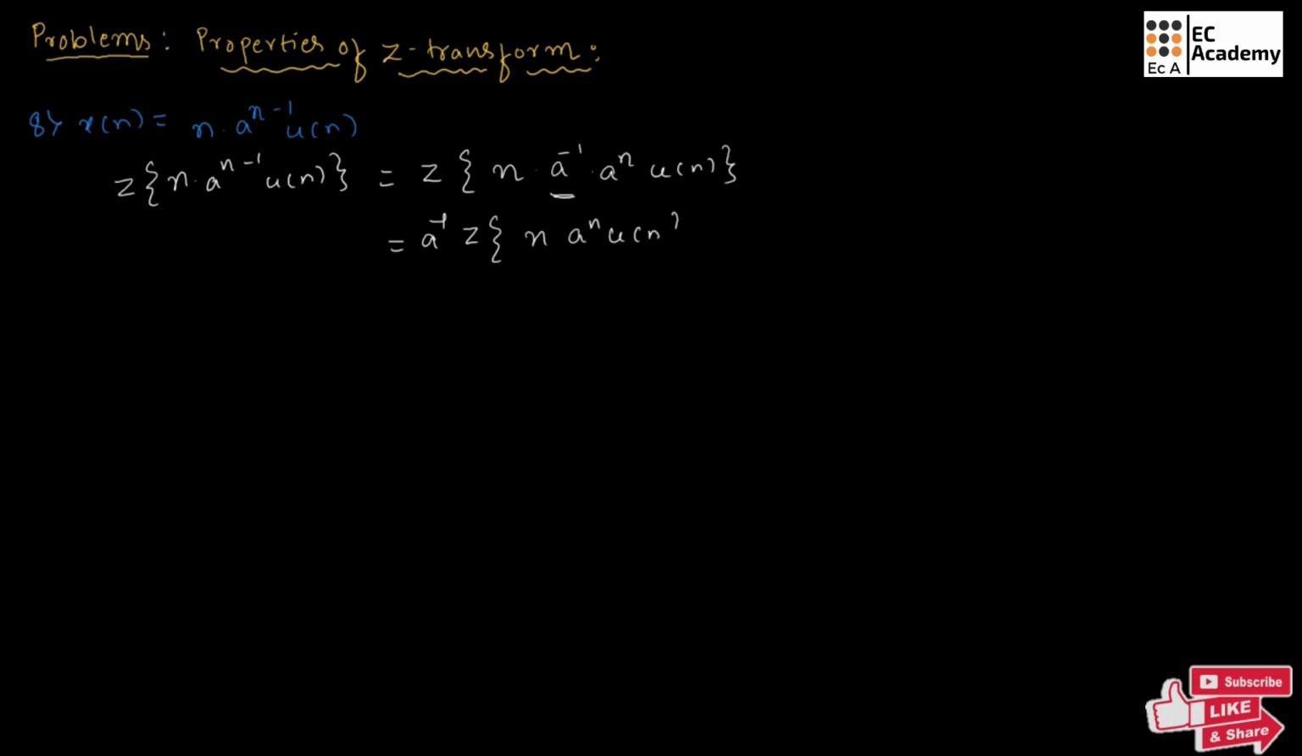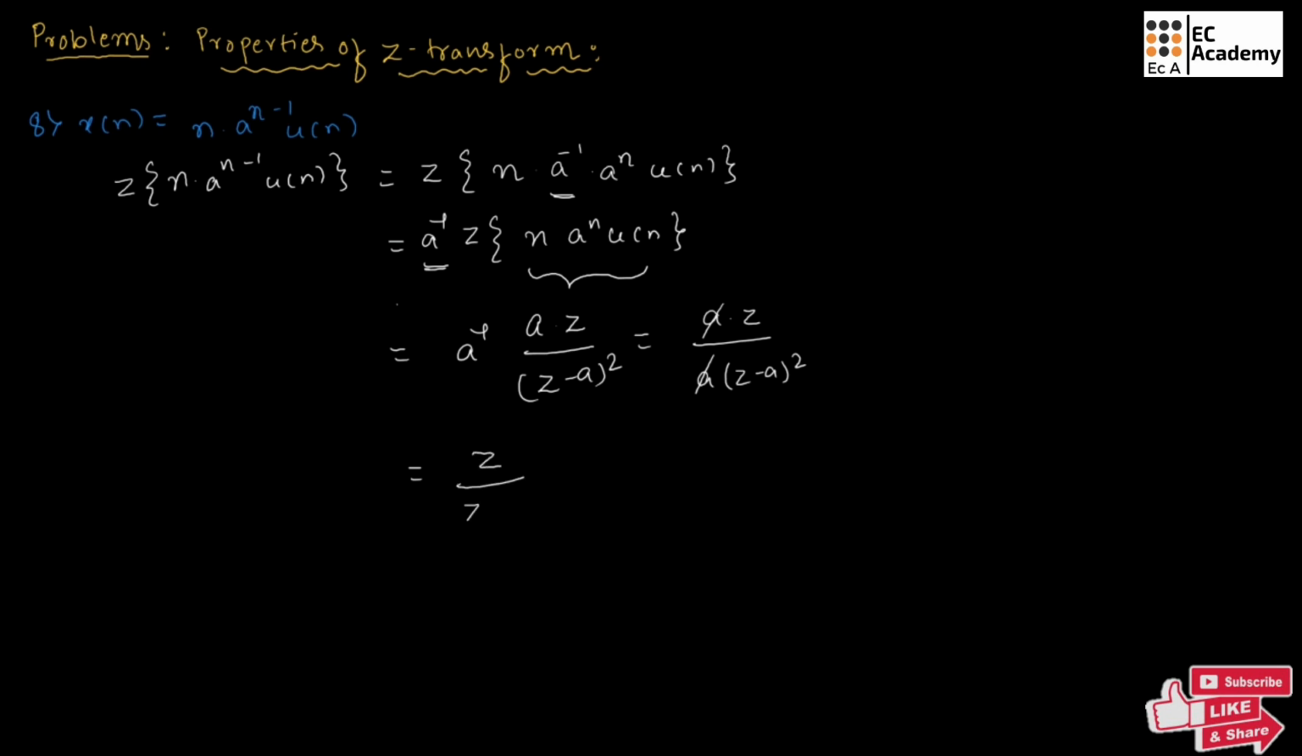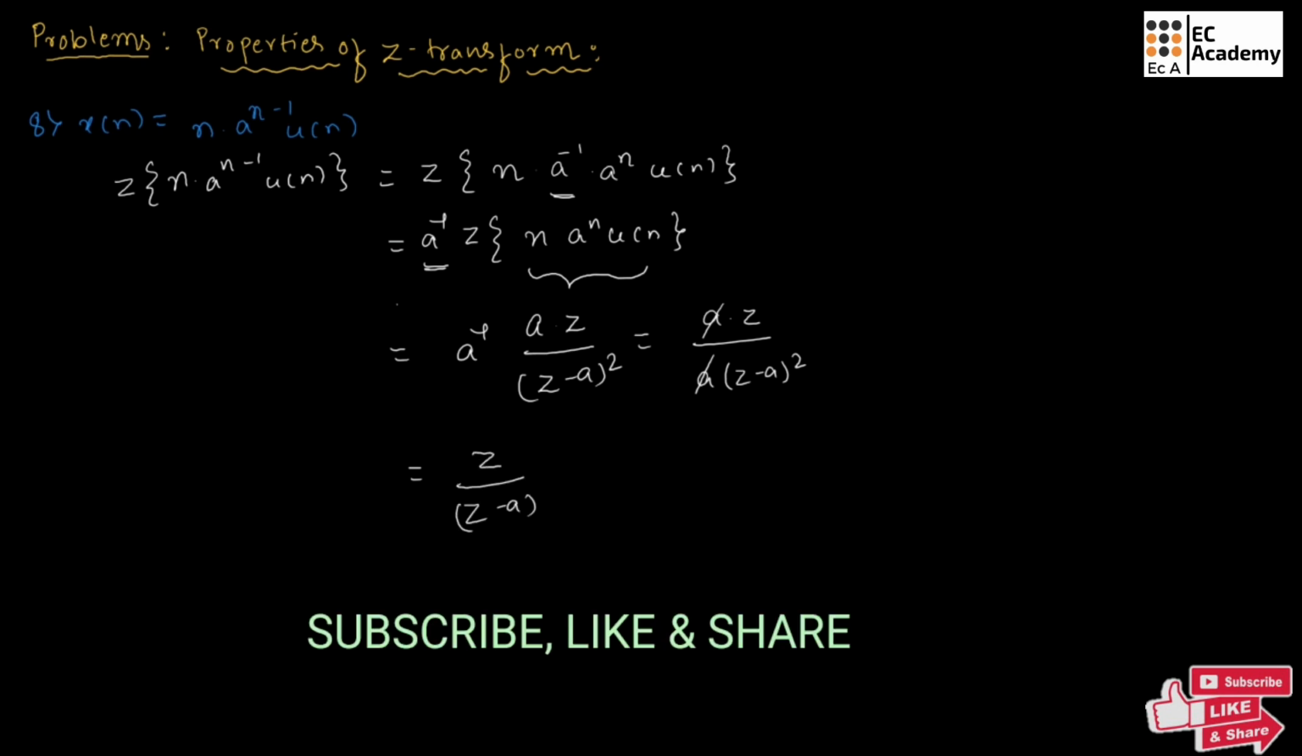We can write this as a inverse into Z transform of n into a to the power of n u of n. So already we have solved this problem, n into a to the power of n u of n, which is nothing but a into z divided by z minus a whole square. For this we need to multiply with a inverse term. So it is a inverse, which is nothing but a into z divided by a into z minus a whole square. So we can cancel out these two a. So we will get finally z divided by z minus a whole square with ROC magnitude of z greater than a.